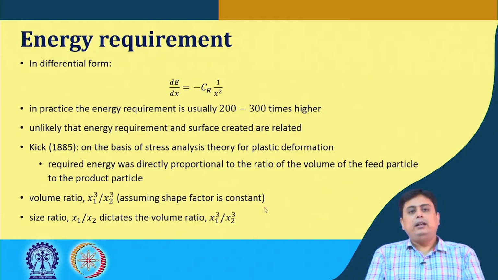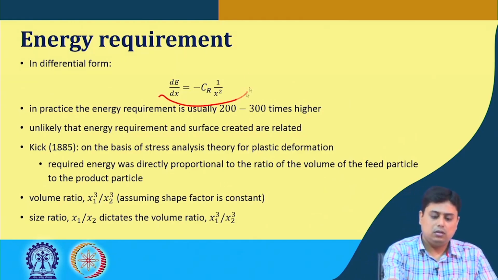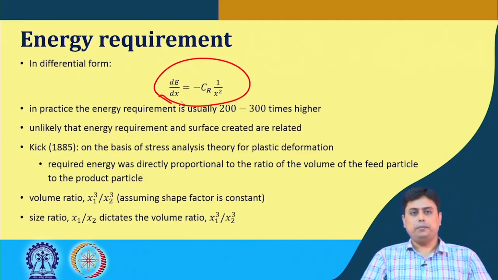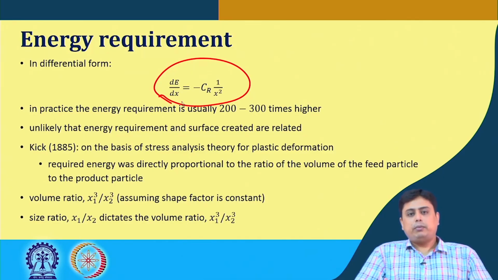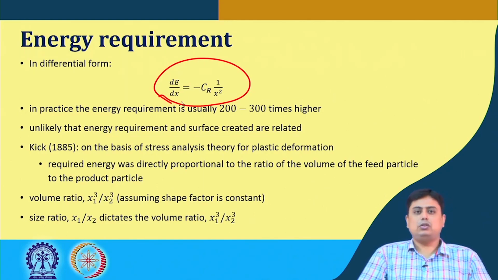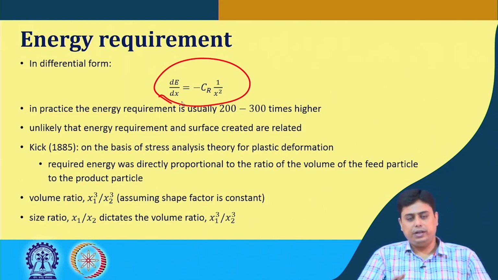But this in differential form can be expressed in this way. But in practice, this energy requirement is usually several orders lower than what is required in practice. So, the practical energy requirement is 300 to 400 times higher than what Rittinger's law provides or determines.